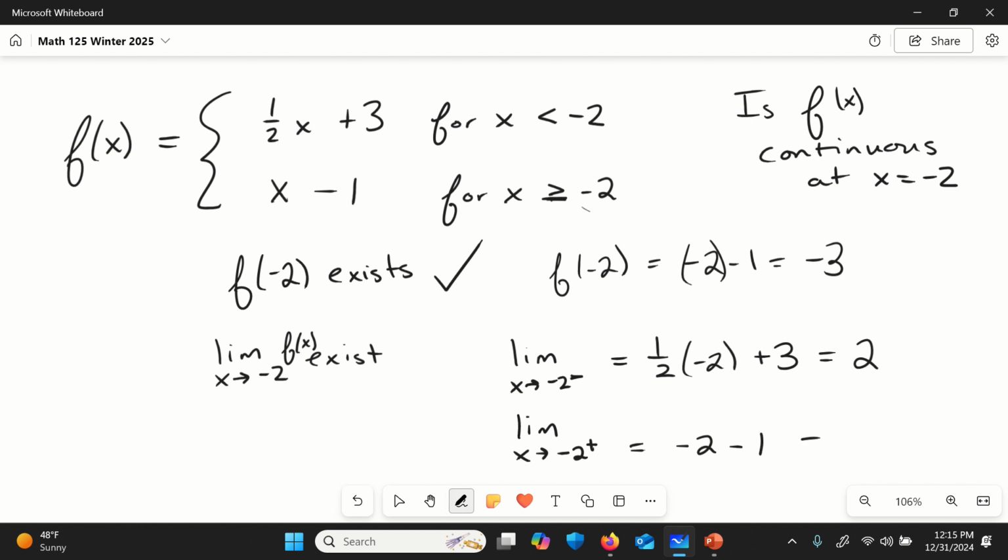Because again, polynomials, we can plug in that value to evaluate the limit. -2 minus 1 is -3. These do not match. That means the limit does not exist. The two-sided limit does not exist. Since that property has failed, we do not have continuity. This function f of x, this piecewise function f of x, is discontinuous at x equals -2.